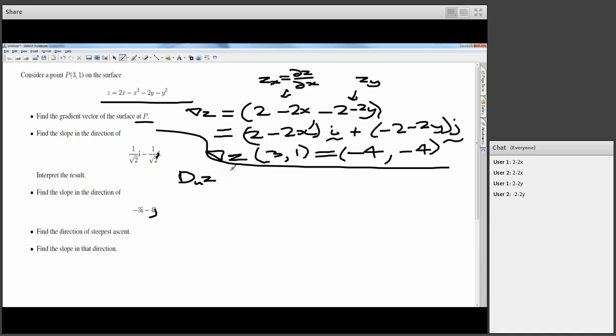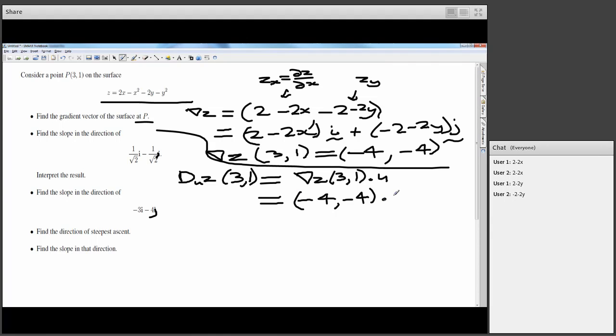So the directional derivative at our point, the slope from our point in the direction of u, normally would just be the gradient vector at our point dot product with the direction, dot product with u. That's what would normally be. And let's do it in this case, and then we'll say why we have to be a little bit more careful. So the gradient vector is minus 4, minus 4.